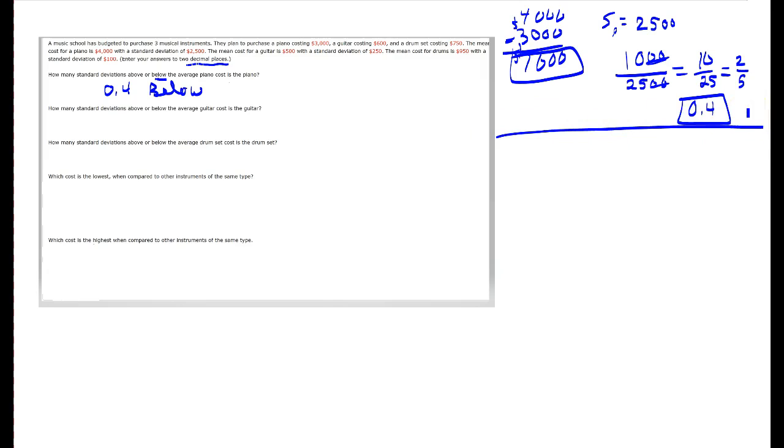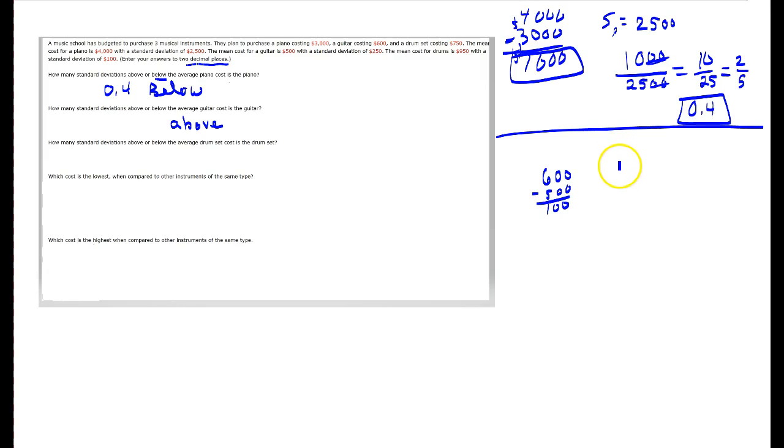So let's look at the next one. Here we're talking about a guitar. It looks like they plan to purchase one that's $600. Okay, $600. And the mean cost of a guitar is $500. So let's take the difference of the two. Well, that's going to be $100. It looks like this time, instead of purchasing below the mean, we're purchasing above. So we're going to be above whatever the average was. We just need to figure out how much above.